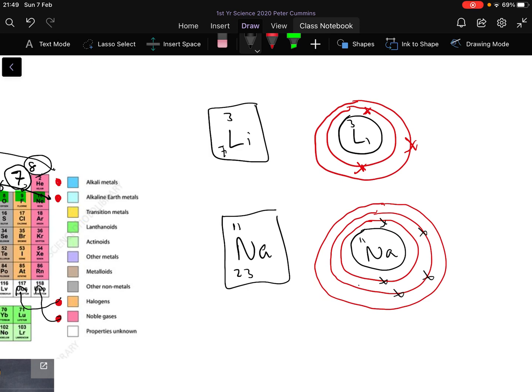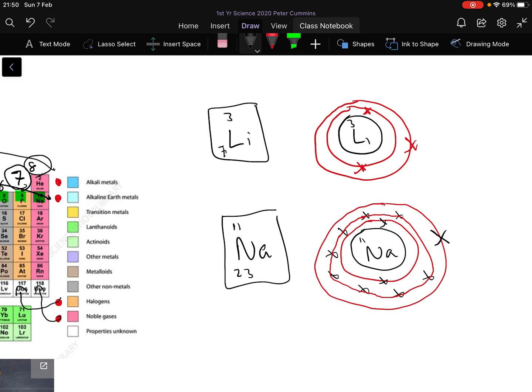1, 2, 3, 4, 5, 6, 7, 8, 9, 10. Oops, I put my 1, 2, 3, 4, 5. What am I doing? I put one too many electrons. I put 9 in the one ring, which we know we cannot do. We can only hold a maximum of 8. So I'm going to put an extra one in, which I cannot do because there's no space. So there's my element of sodium done.